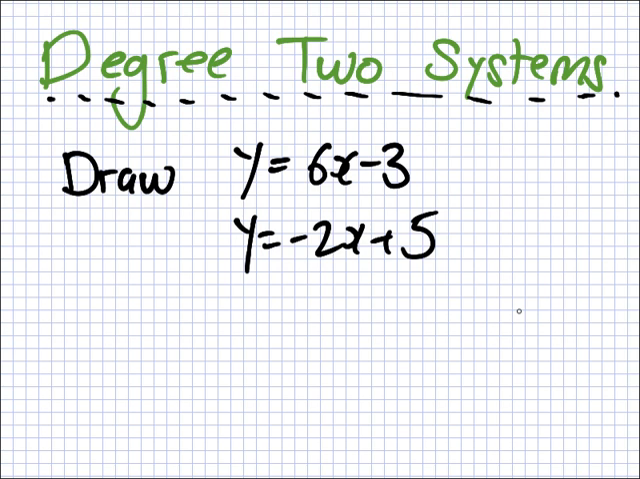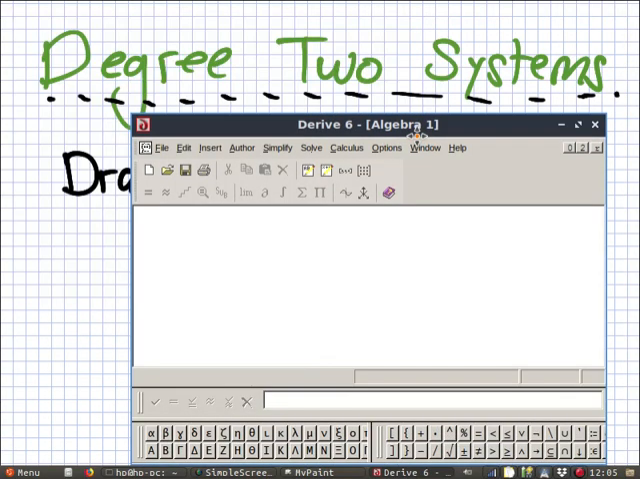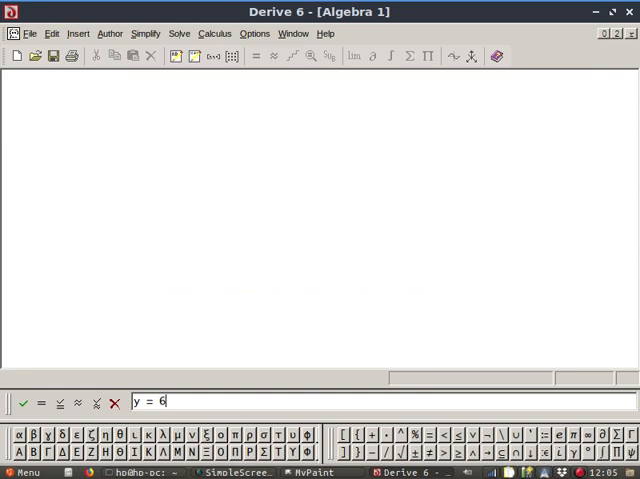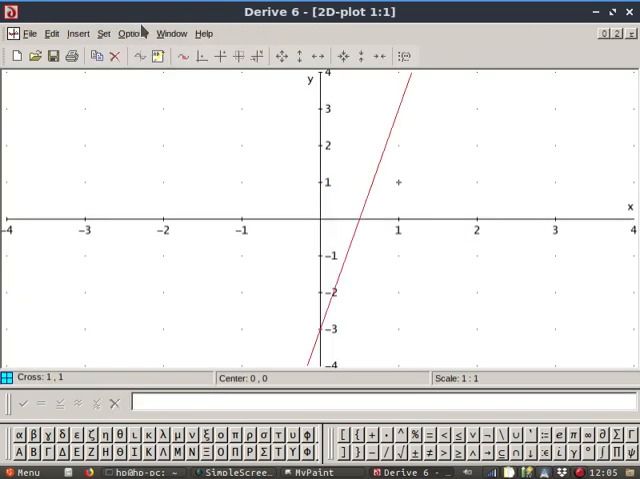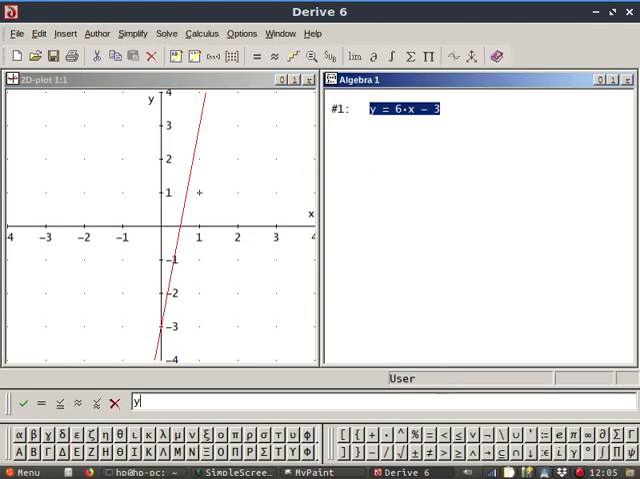Let me draw it nice and neatly for you on this graphing program. What was the first one? Y equals 6x minus 3. Okay, let's draw that. And then what is the other one? Y equals minus 2x plus 5. Like this. Okay.